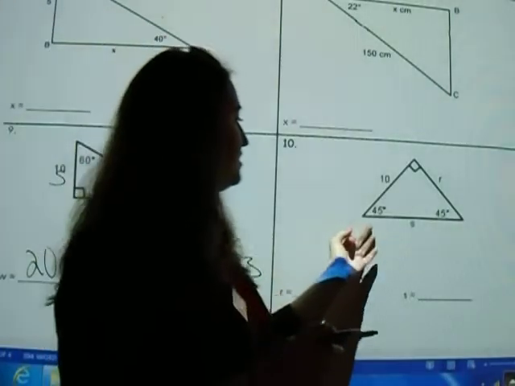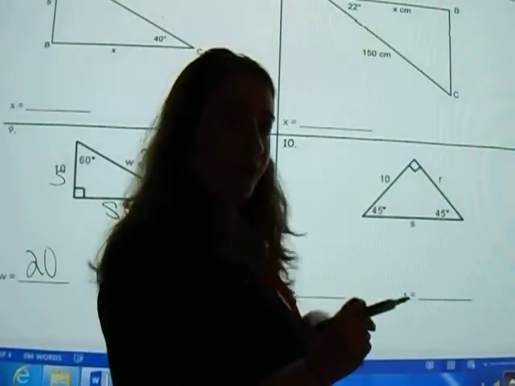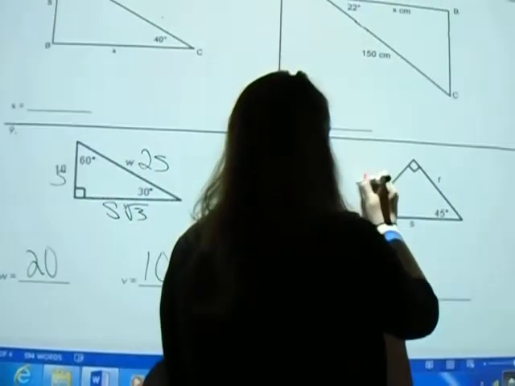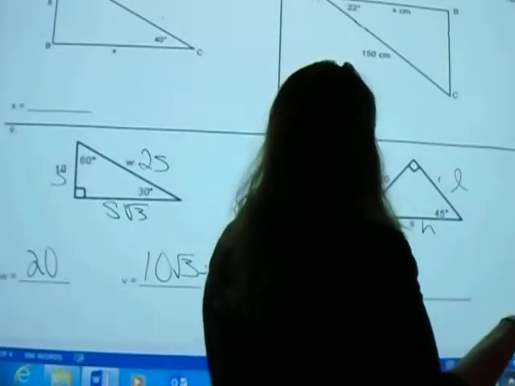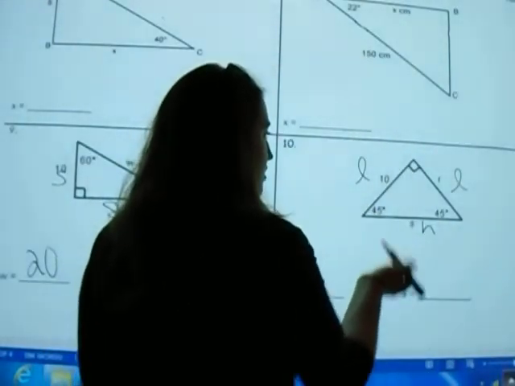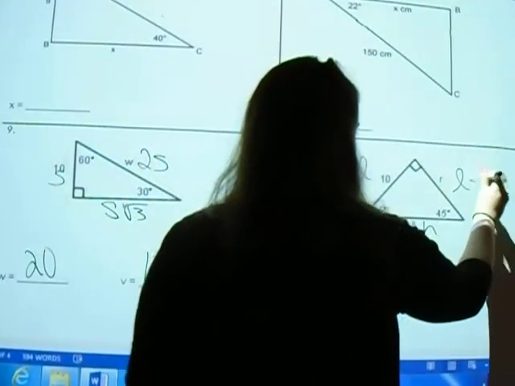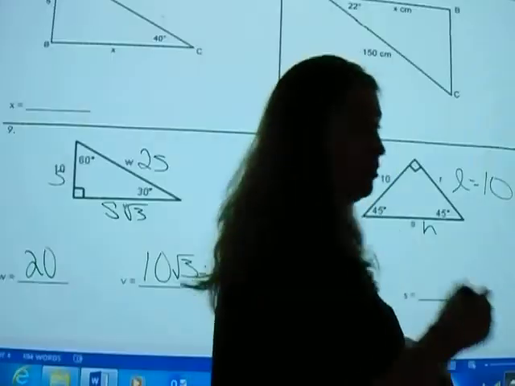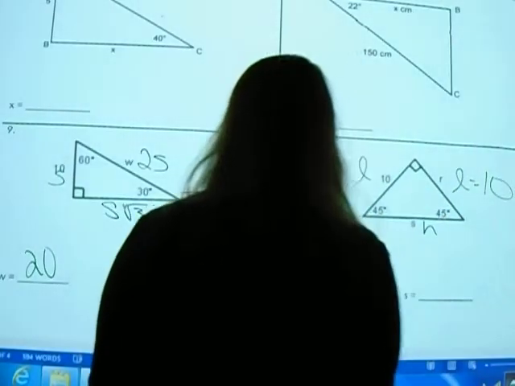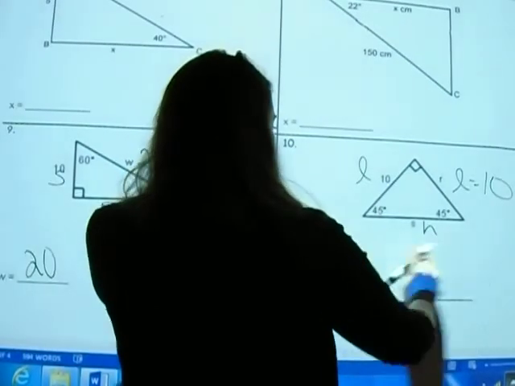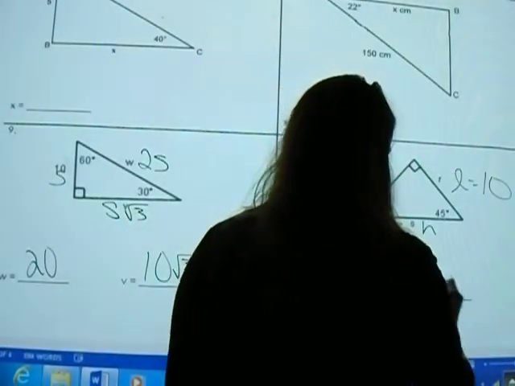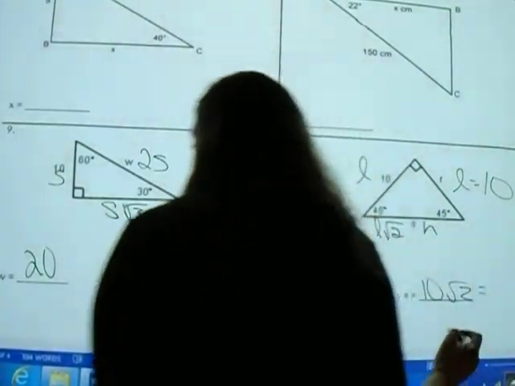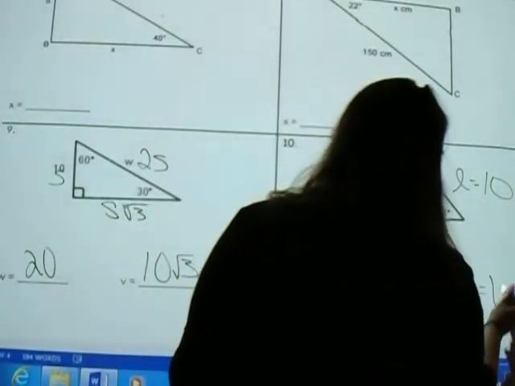Alright, for this one, this is a 45, 45, 90 triangle. So this is a leg, this is a leg, and this is our hypotenuse. Okay? So this would also equal 10, right? That's one of our rules. So R equals 10. And the hypotenuse is L times root 2. So that would be 10 root 2, which if you put that into your calculator comes out to 14.1.